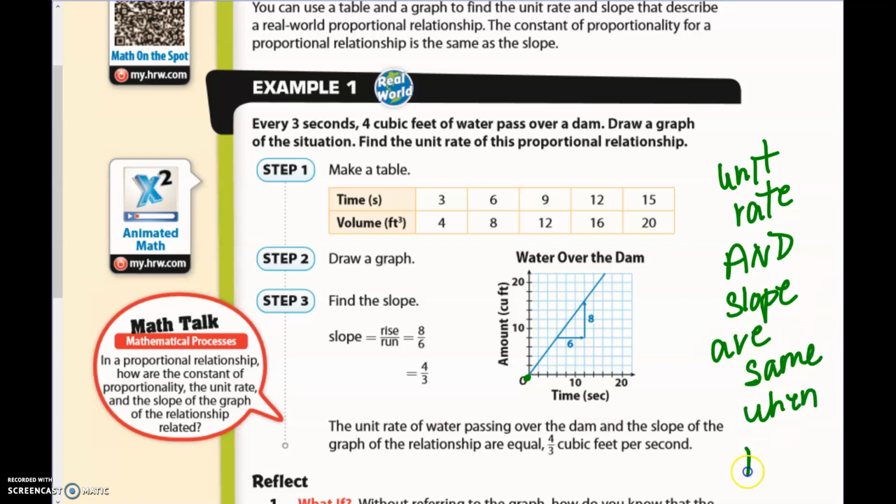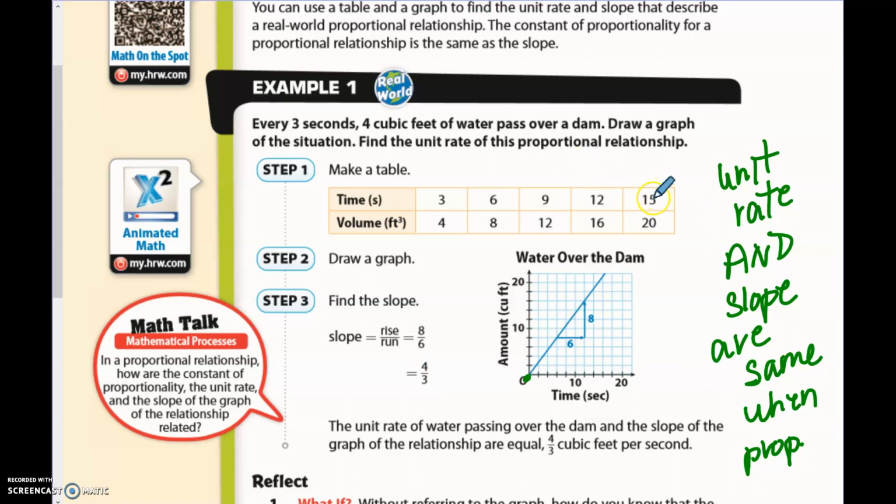Okay, so when proportional, which means it goes through this origin. So if we count the rise here, it is rising 8 over 6. So that simplifies to 4 over 3. Now, how can we tell if this goes through 0, 0 or not from a chart?